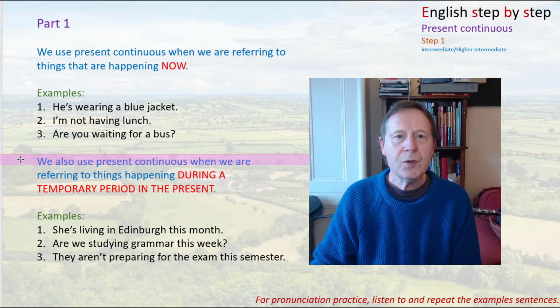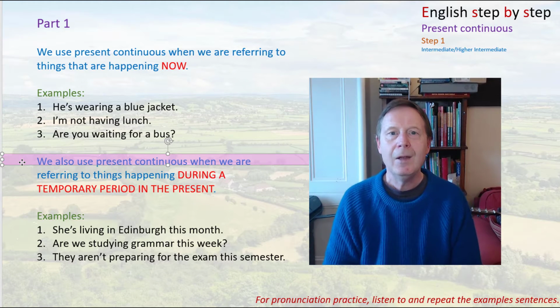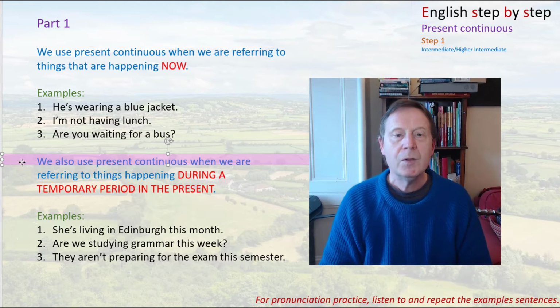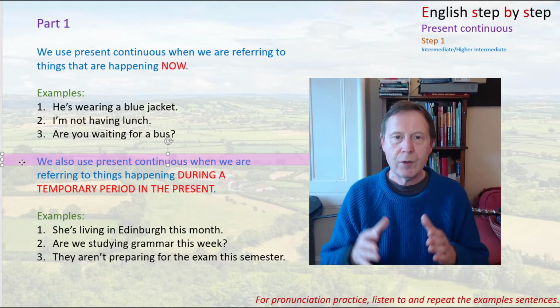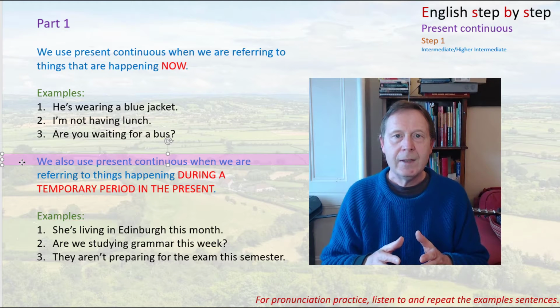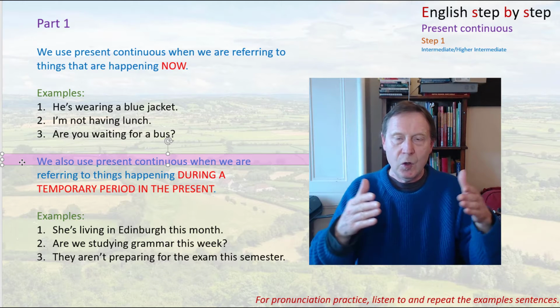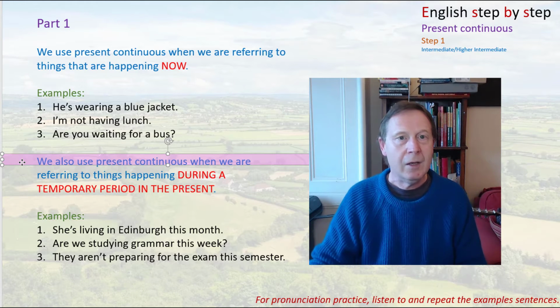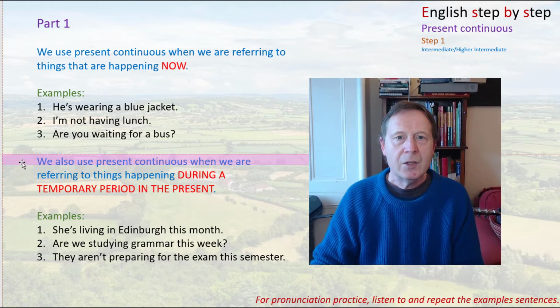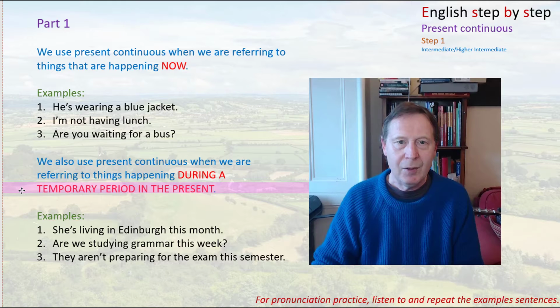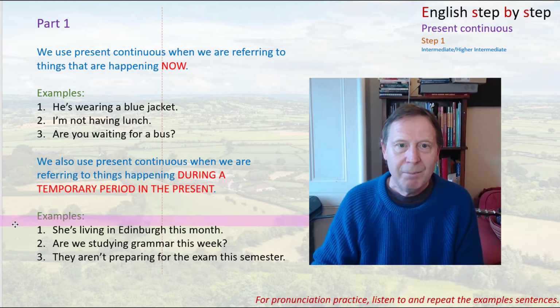So we also use present continuous when we are referring to things that are happening during a temporary period in the present. So temporary or short term. Now this is different from long-term activities, habitual activities, activities which go on for many years or a long period. So this is things happening during a temporary period in the present. So here are some examples.